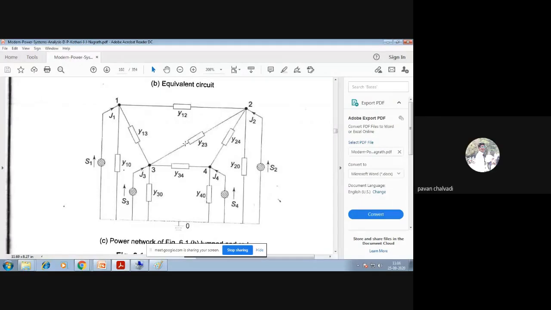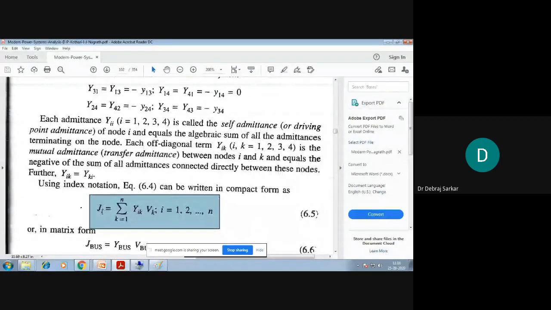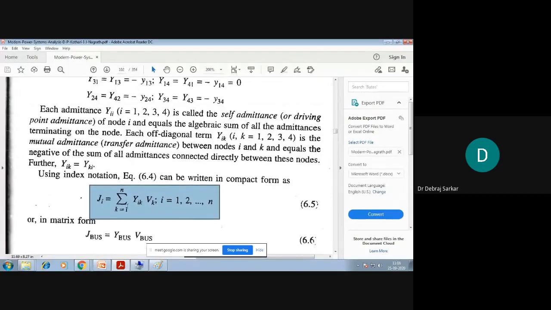Four equations. Yes. So this Ji, you'll have J1 = Y11 V1 + Y12 V2, J2, J3, like that. You have four equations. Now all these four equations you can write in a matrix format.